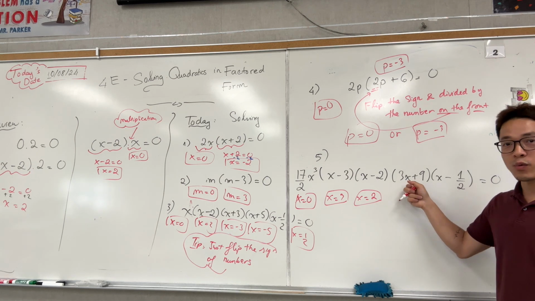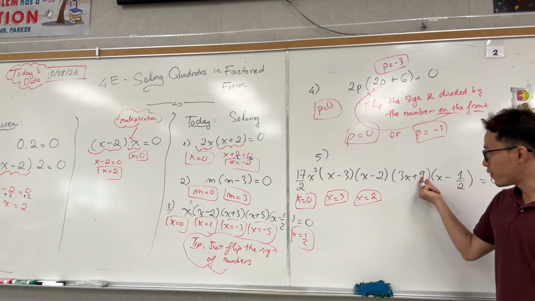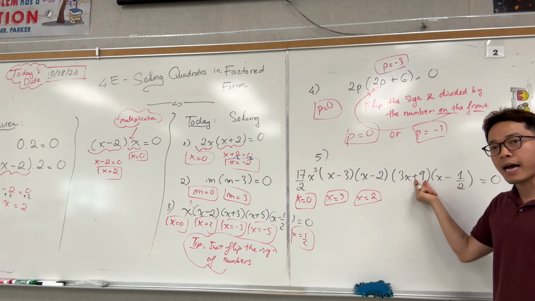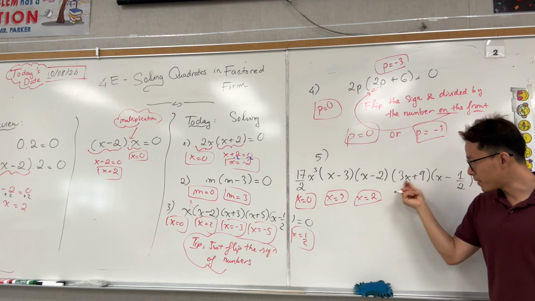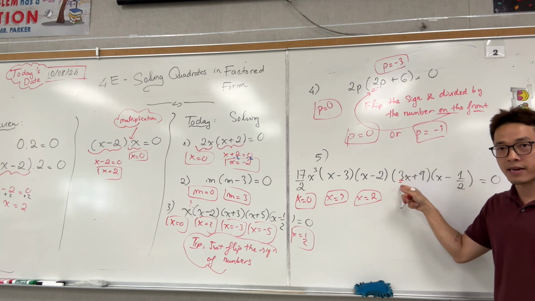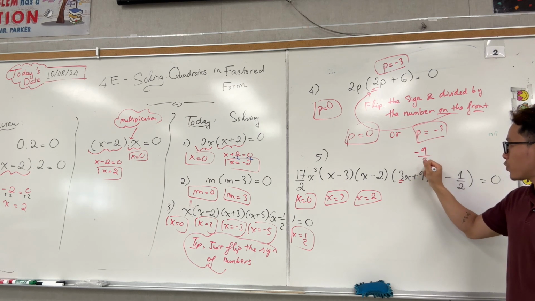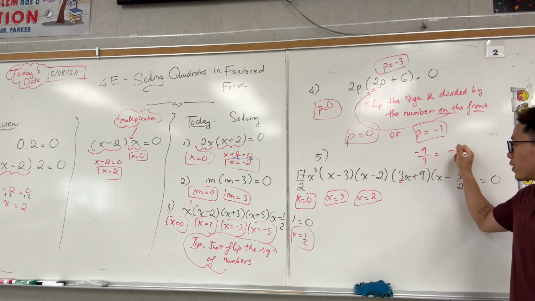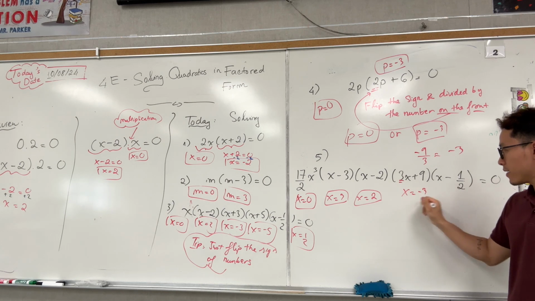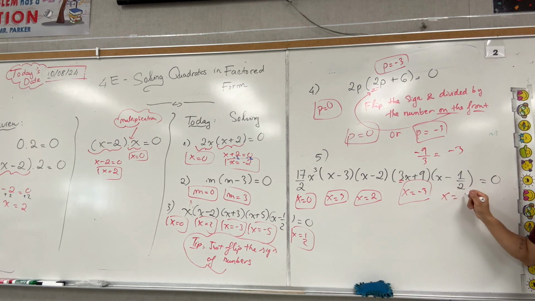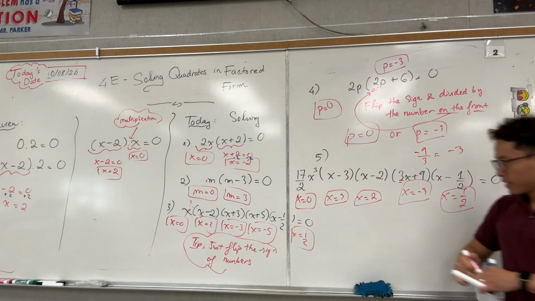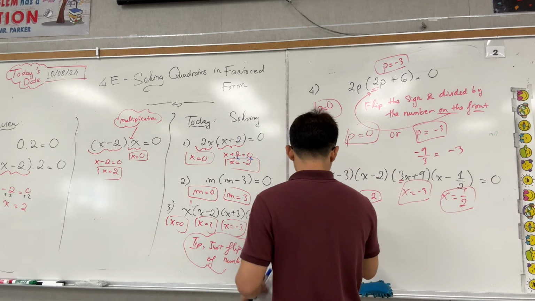So, this is the one you didn't get. Now, you flip them as well. Positive 9 becomes negative 9. But because this is the number in the front, you need to divide by it. So negative 9 divided by 3. What is this then? Negative 3. That's the answer. Okay? And then the next one, the last one, positive 1/2. Yeah? That's good? I think you all got this. Alright, next one, number 6.